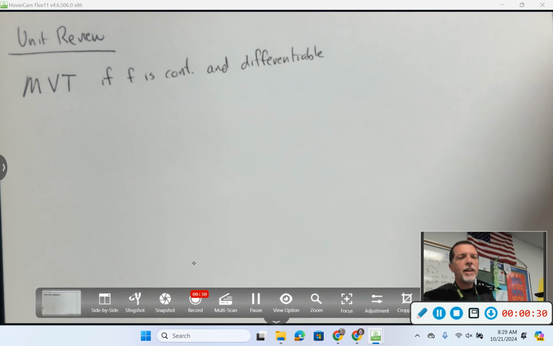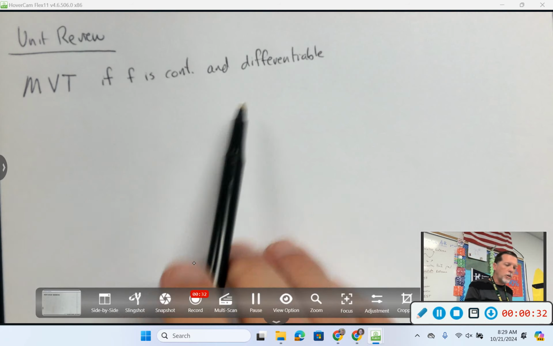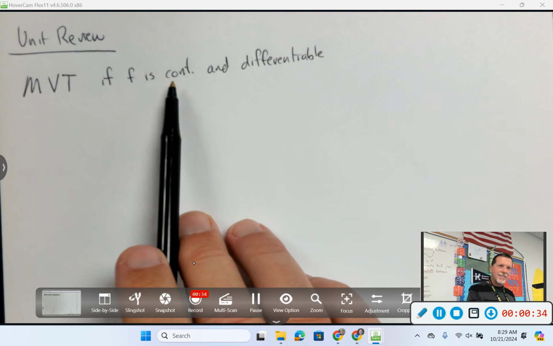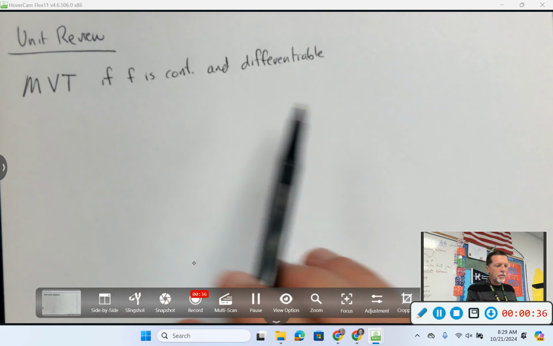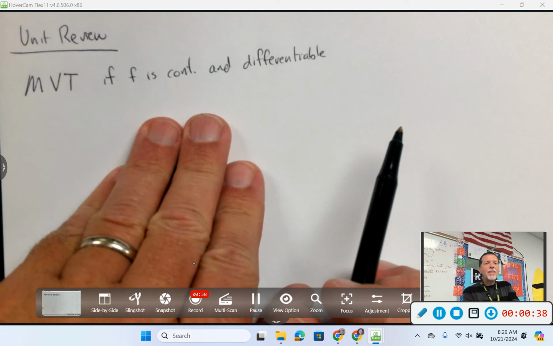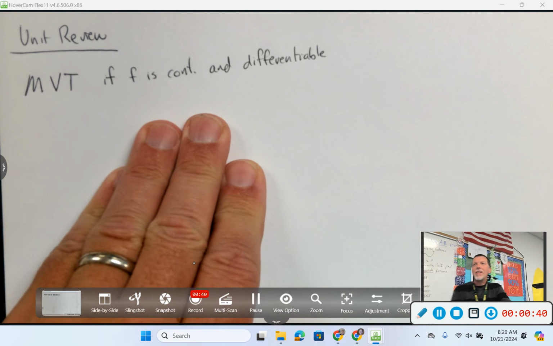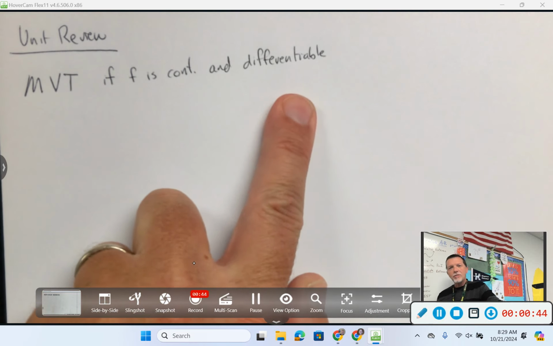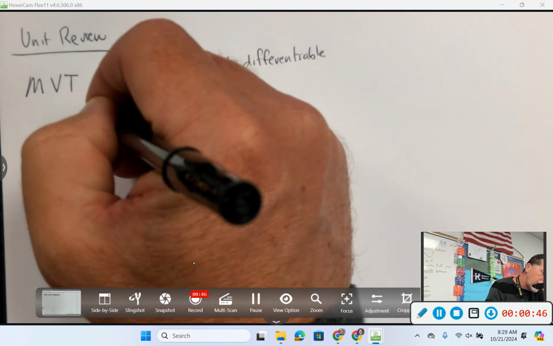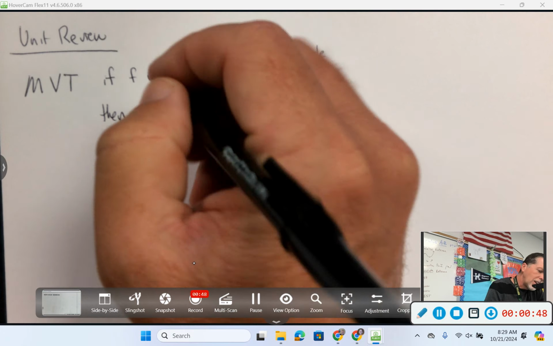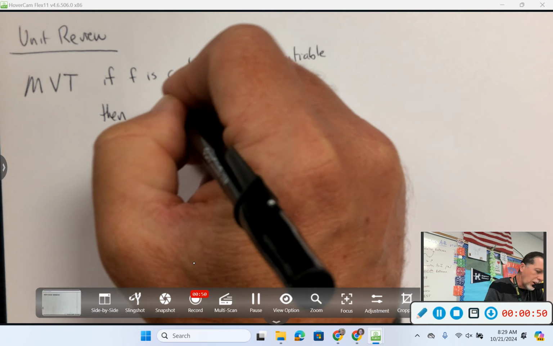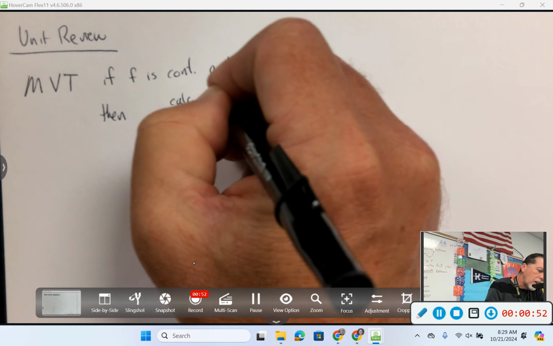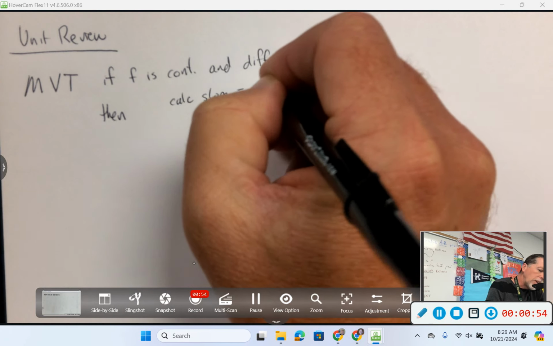And this is where they like to sneak in that you need to know that differentiability implies continuity. A lot of times they tell you it's differentiable, and that means it's continuous, but you have to say that. If you want to use MVT, you have to say f is continuous and differentiable. Therefore, so here's the then. This is where calculus slope equals algebra slope.